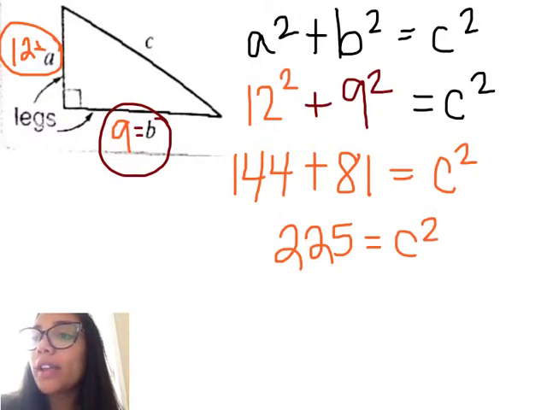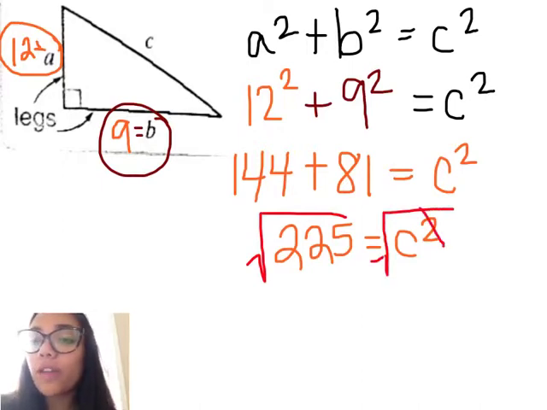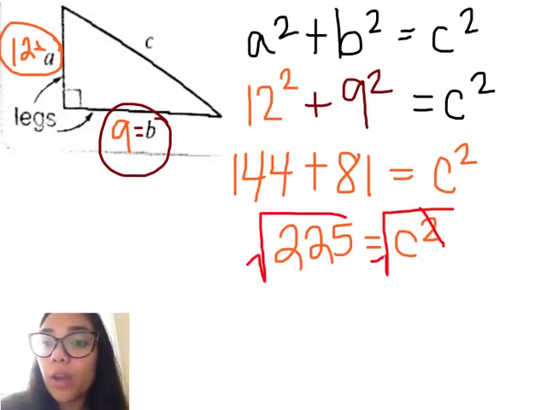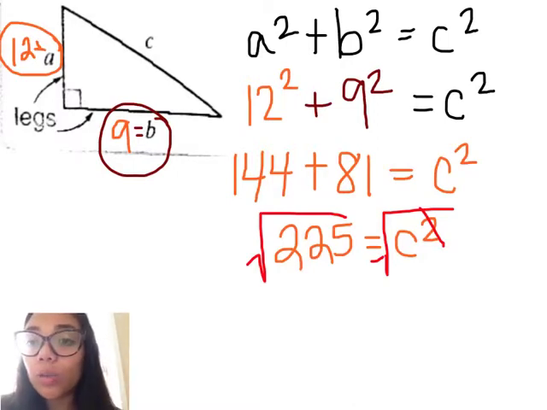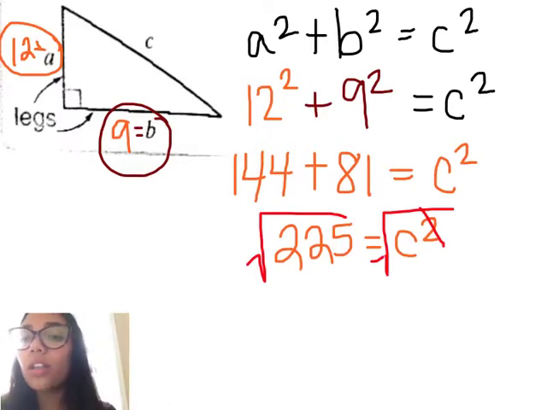Now, I will find the square root of 225. The reason why I'm finding the square root is because I want to get rid of the square. The only way to get rid of the square is to do the opposite. Just like the only way to get rid of multiplying is to divide. The only way to get rid of addition is to subtract. The only way to get rid of a square is to square root it.